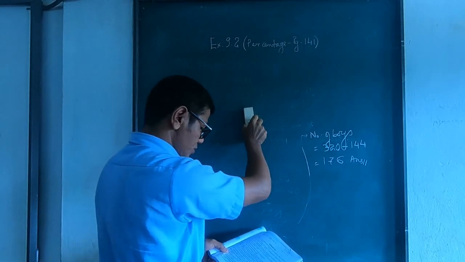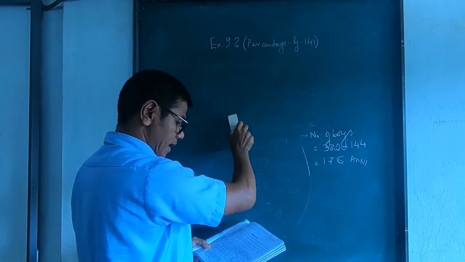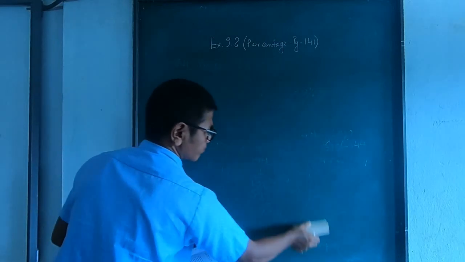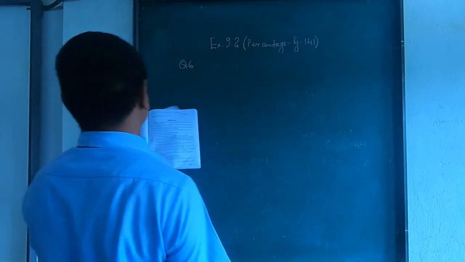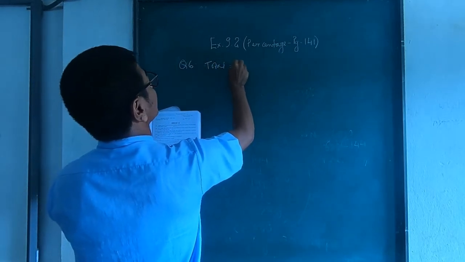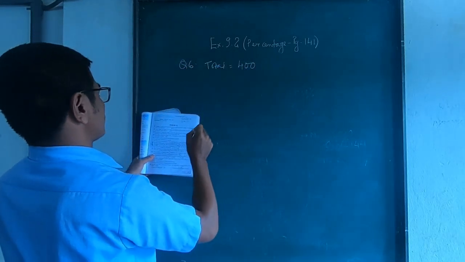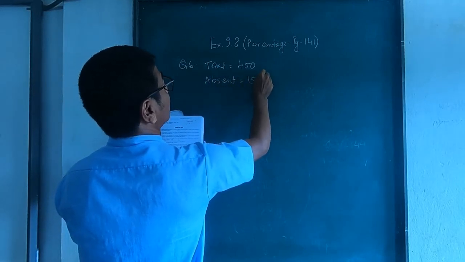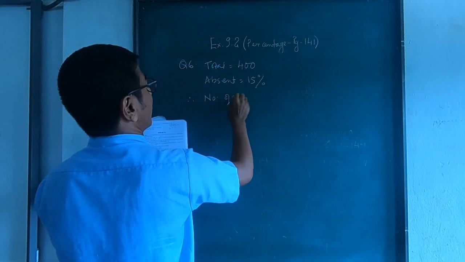In question number 6, in a school of 400 students, 15% remain absent on a rainy day. Please read your question. Total students is 400. Absent is 15%.